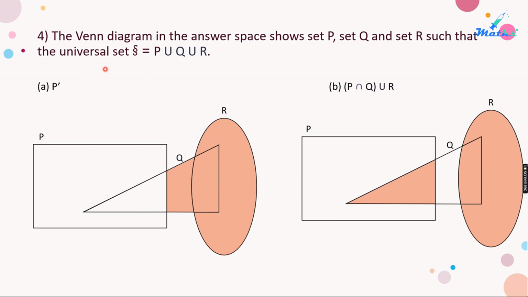4. The Venn diagram in the answer shows set P, set Q, and set R such that the universal set equals P union Q union R. A. P complement. P complement is everything except P, so we check the Q and R. For B, bracket P and Q, union R. We do the P and Q first, the bracket first. The P and Q common element is here, so we just check this, and then union R. R is all of set R, so we check this.